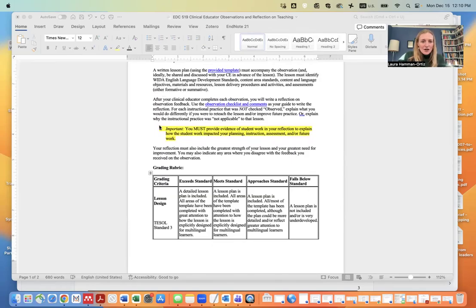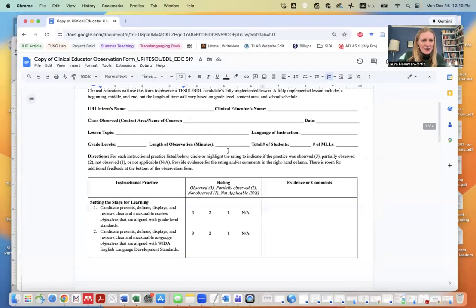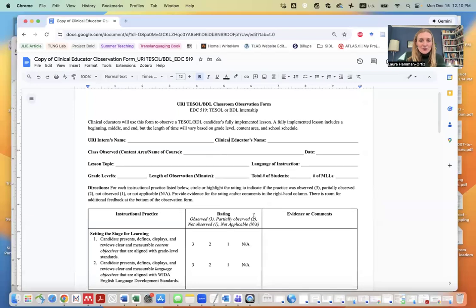Your clinical educator will be using an observation checklist that we've created that's rooted in some of the core tenets of the Sheltered Instruction Observation Protocol that you learned about in EDC 515 and other elements of effective practice for supporting MLLs. So I highly recommend that you take a look at this checklist before your observation. I'm going to toggle over to that now, because this is the form that your CE will be using as they observe you.